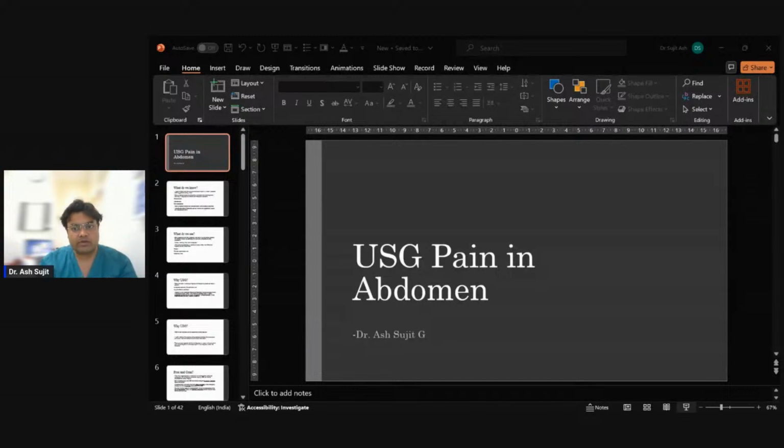And this is again one of the pictures where you see a 31-year-old lady presented with pain in abdomen, and we saw that there was an ovarian torsion on the right side, and also on the left side, the patient presented with pain in abdomen.